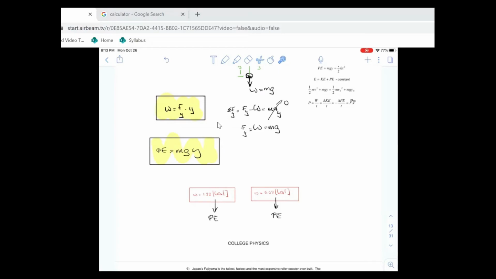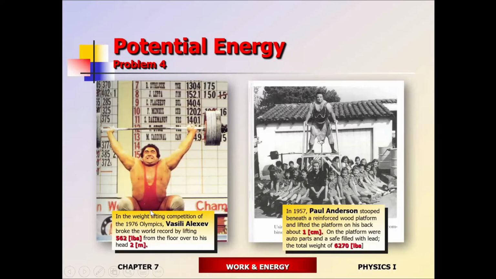Okay, so here's the weird stuff. Take a look at this guy. He's breaking the world record in 1976 by lifting something almost 600 pounds over 6 feet. But notice that this guy's pudgy. I mean, most athletes look like athletes, and then these heavyweight lifters, they kind of look like couch potatoes, most of them.